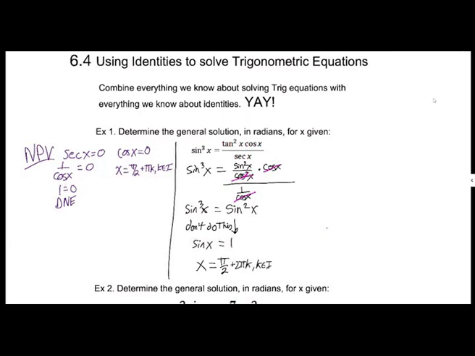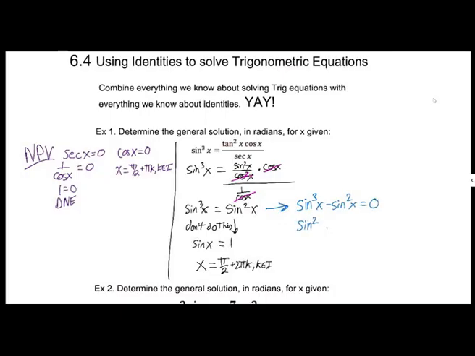Now, the reason why we have to fight the urge to do that is because we need to find all of our solutions, and we find our solutions by factoring. So I'm going to start by subtracting sine squared from both sides, and hopefully you were thinking about this already.